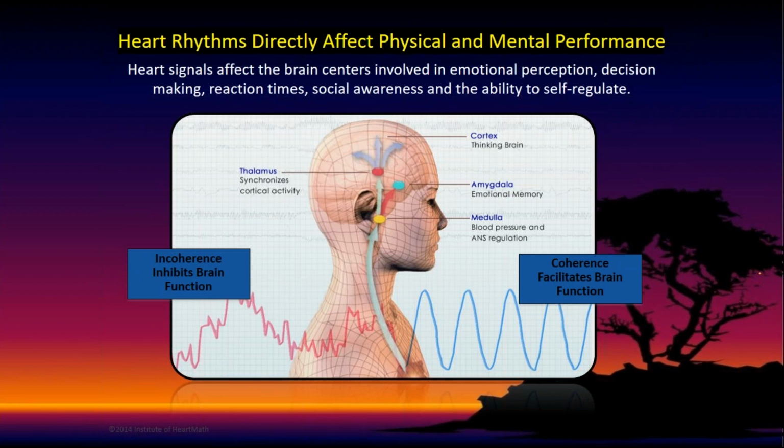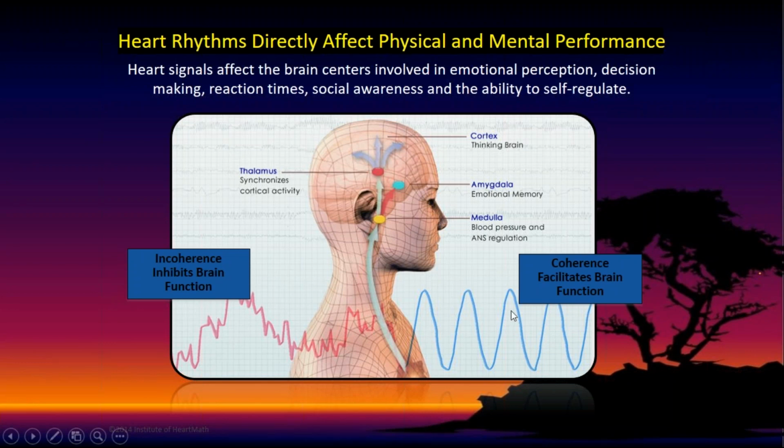And the heart rhythms, of course, directly affect physical and mental performance, as we said. And the brain centers involved in emotional perception, decision-making, reaction times, social awareness, and the ability to self-regulate. These are all very important. So we can see again the two graphs prepared on the one chart here, the incoherence and the coherence.